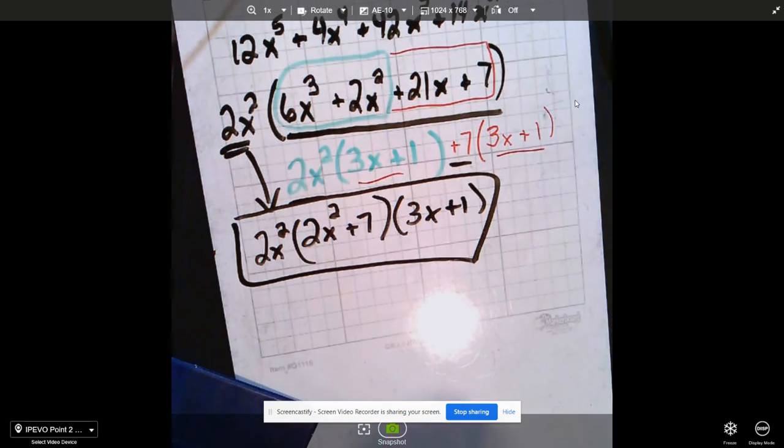This has an x squared in it, so I have to at least check to see if it is one of my special patterns, but it's not, so I'm done.